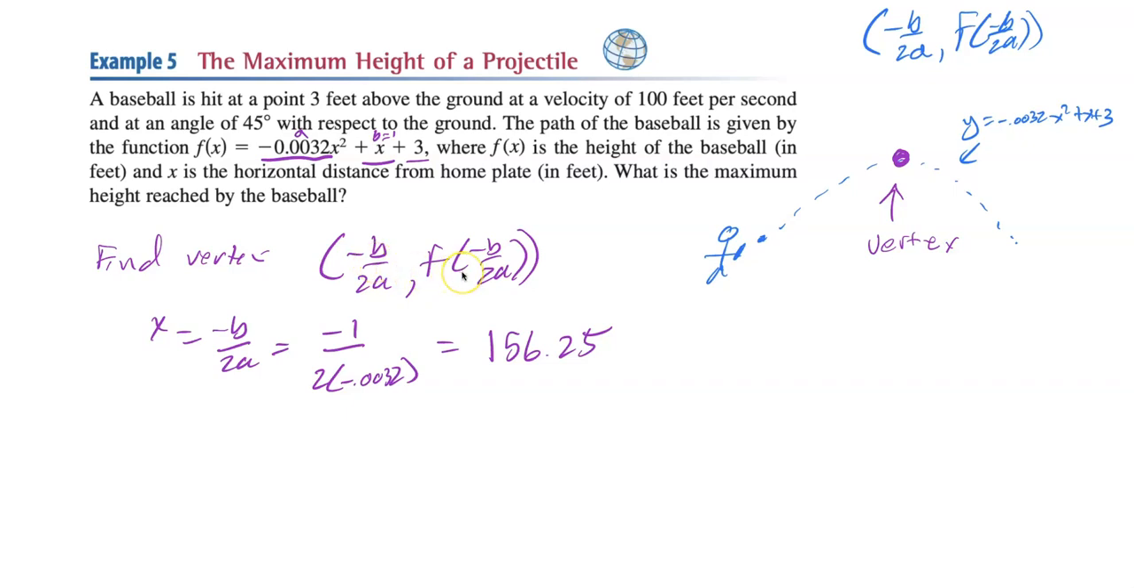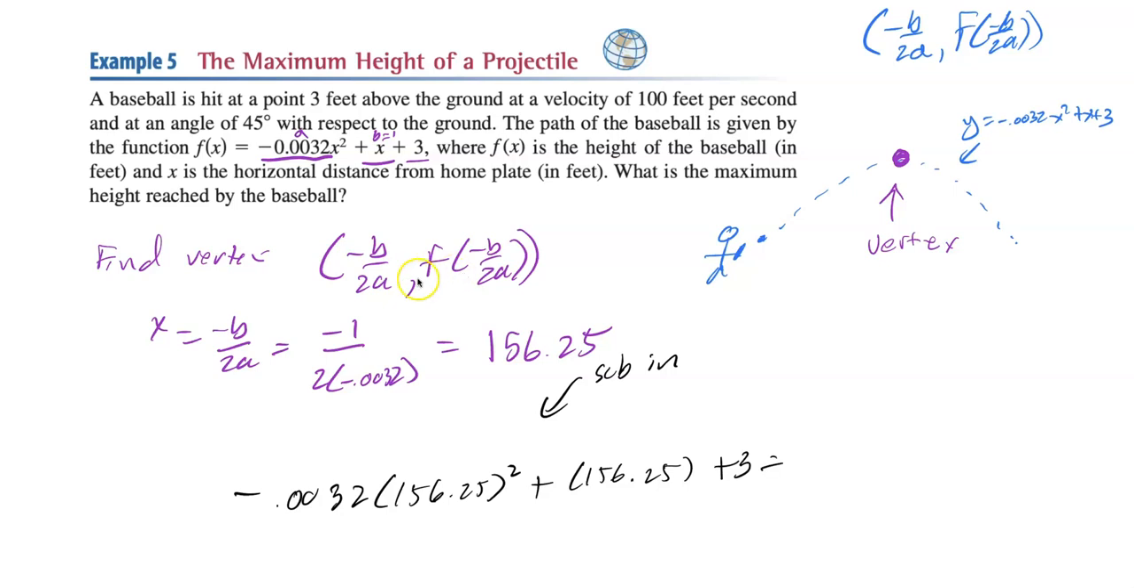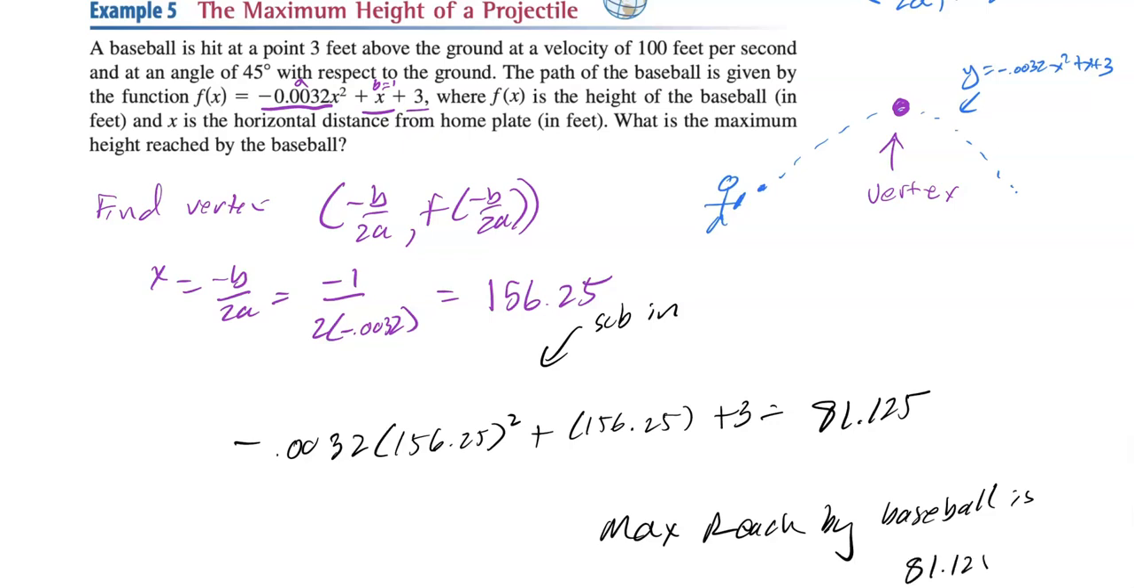And now we just have to plug it in and find the y, which is the max height. So we're just going to sub that in. Sub in is the more correct mathematical term for it. So we're going to get negative 0.0032 times 156.25 squared plus 156.25 plus 3. Put that all into my calculator to get 81.125. So that's my max height. The max height reached by the baseball is 81.125 feet. And that's the answer, and that's the lesson.